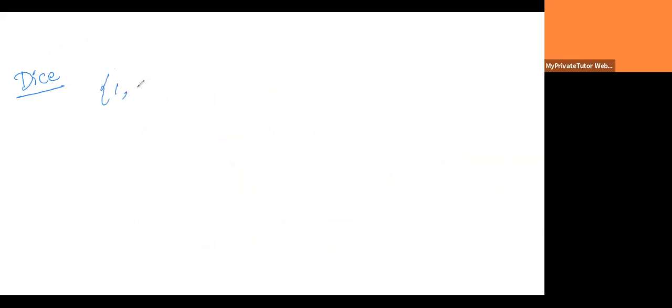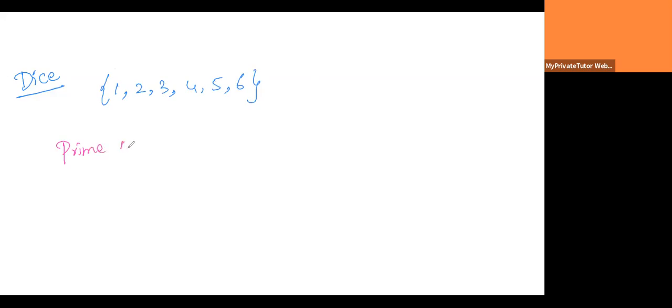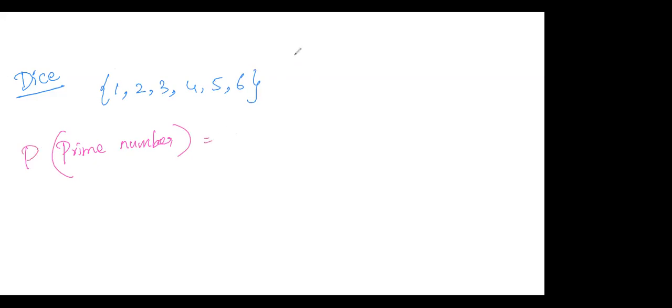We can go further as well. So dice, I hope you guys know dice, right? Yes, sir. So how many possibilities do we have? What is the total outcomes? 6. Yeah, good one. So what is the probability of getting prime numbers if we throw a dice?